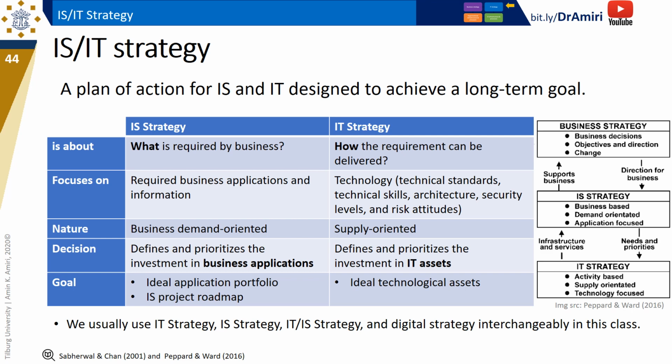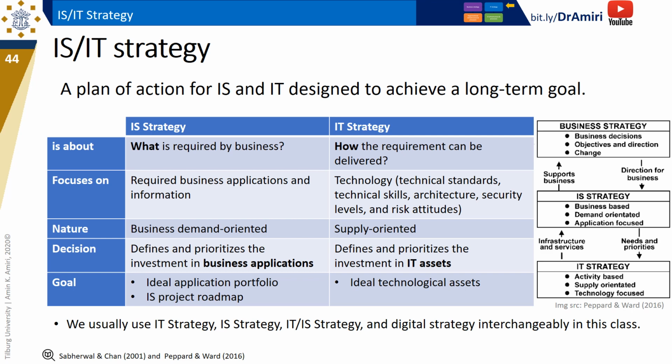An IS strategy is about the requirements by business. It focuses on what type of business applications the business requires so that it can be effective and efficient. What kind of information the business requires to be effective, to be efficient. So the nature of IS strategy is demand oriented.